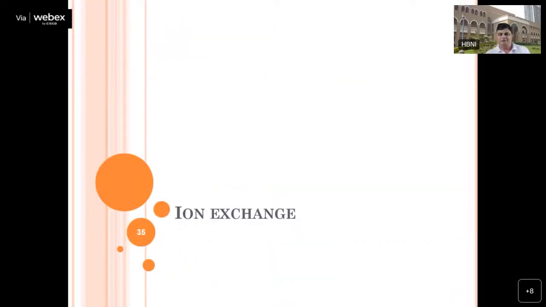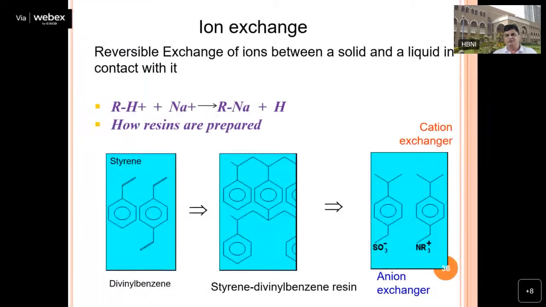Then comes ion exchange. Ion exchange, I think most of you are aware. There is basically a cation exchanger and an anion exchanger, and a simple selectivity will come into this particular set. Basically, it is the reversible exchange of ions between a solid and a liquid in contact with each other. And both cation exchangers and anion exchangers are there.